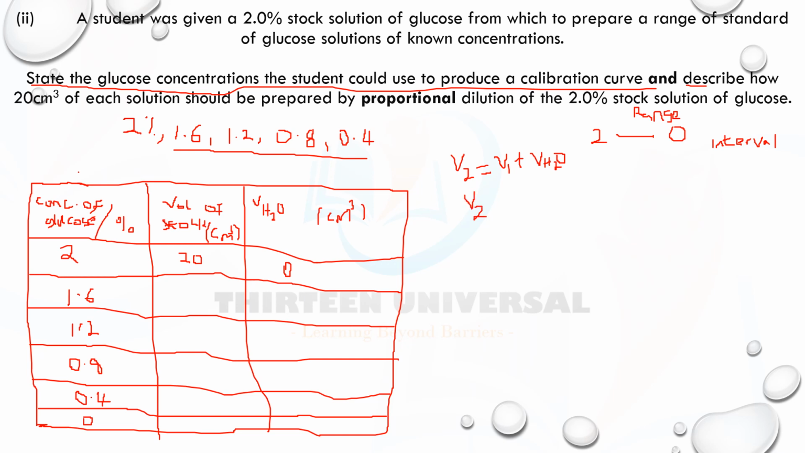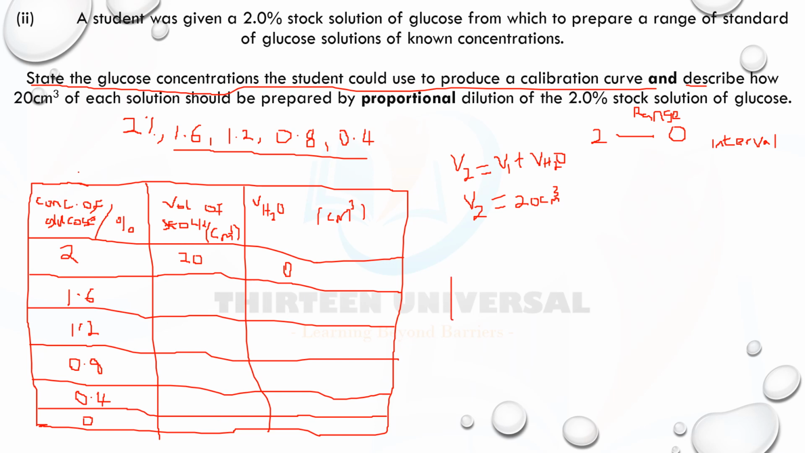Now, guys, that's 20 cm cube. Remember what the question says. We're still on the question. It says: describe how 20 cm cube of each solution should be prepared by proportional dilution. So we're going to describe it. The table will show us how you did it. So it's good to set up the table, or you just pick one of them and describe how you did it. I'm just going to pick one or two.